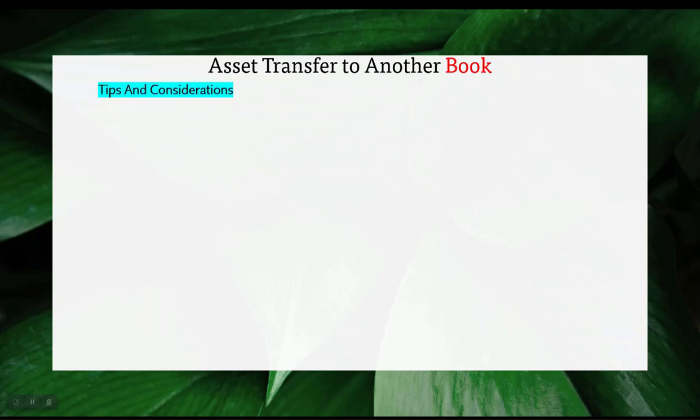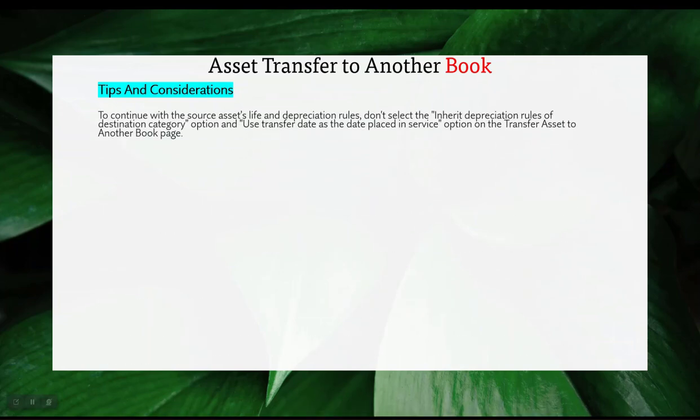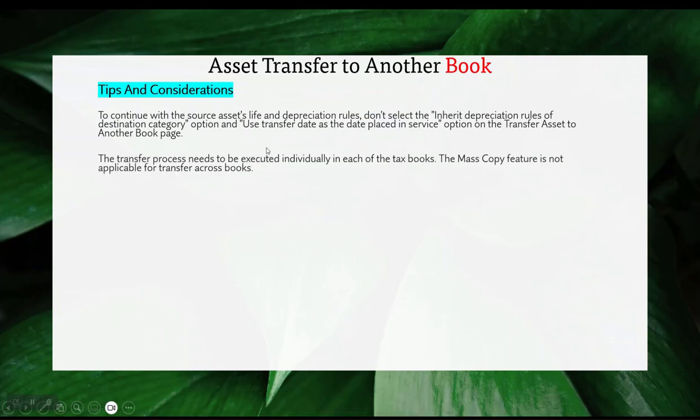Before going to show you the setup and the cycles, tips and considerations. To continue with the source asset's life and depreciation rules, don't select inherit depreciation rules of depreciation category. When you make the transfer, you will find an option like this. In case you need to continue with the source asset's life depreciation, don't select this. Also use the transfer date as the date placed in service option when transferring assets to another book. The transfer process needs to be executed individually in each of the tax books. Mass copy feature is not applicable.